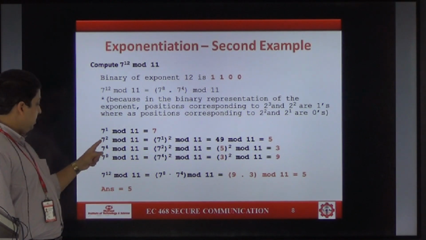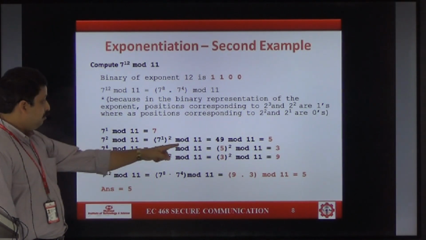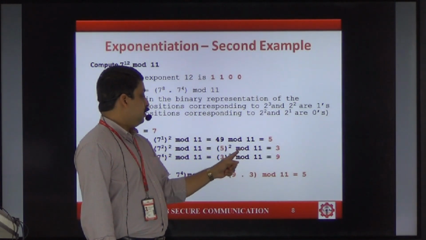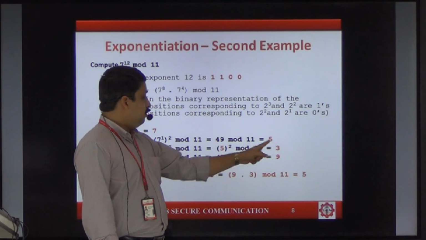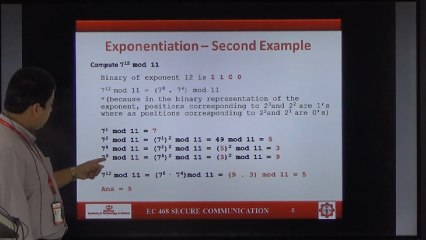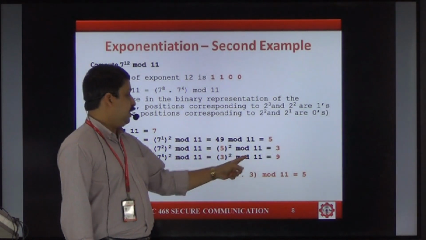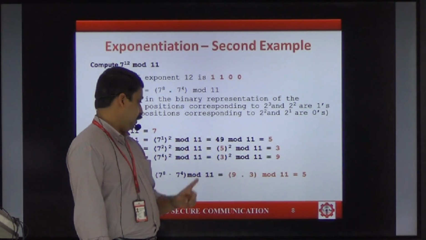Now we need to find out 7 raised to 4 mod 11. For that we will be squaring this 5 and taking the modulus on that particular result. We will be getting the value as 3. Now 7 raised to 8, that value when you compute you will be getting it as 9, because we are squaring this particular 3 here.